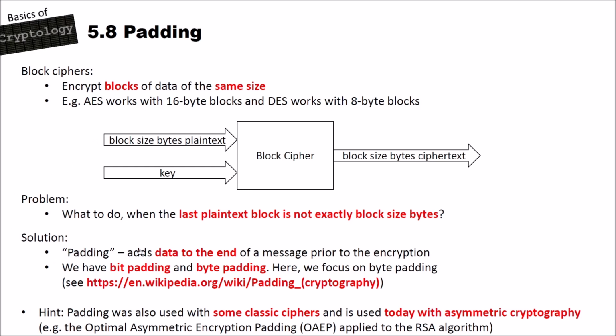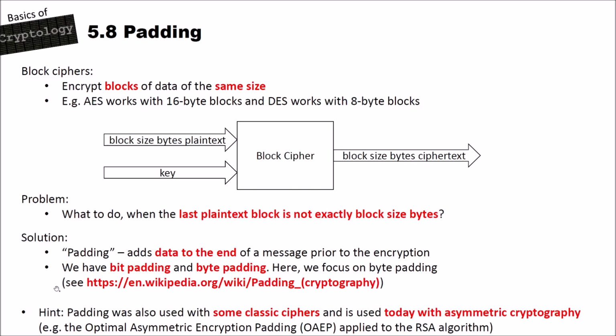Padding adds data to the end of the message prior to the encryption. It does this by defined algorithms, which we call padding algorithms. We have bit padding and byte padding, and in this video, we only focus on byte padding. If you want to know more about bit padding or about padding in general, I highly suggest that you have a look at the really nice Wikipedia article on padding in cryptography.